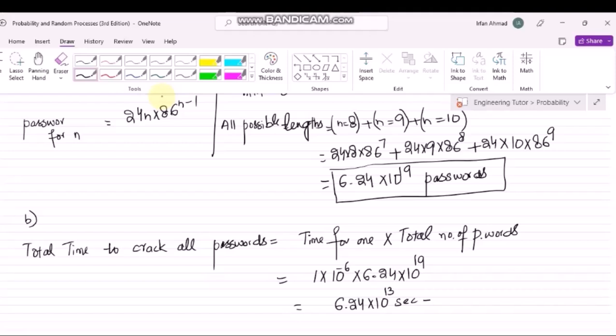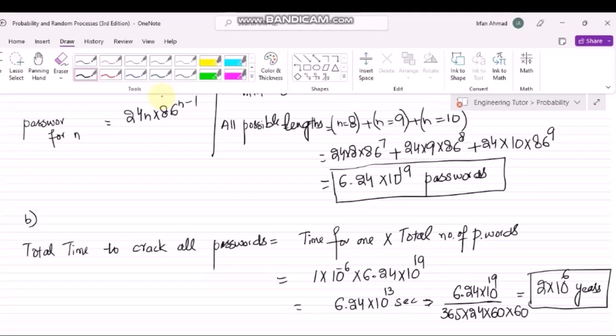Okay, and converting it into years, what would I do? I would divide 6.24 into 10 to the power 19 by the seconds in a year: in 365 days, in each day I have 24 hours, in 1 hour I have 60 minutes, and in 1 minute I have 60 seconds. By solving it, I will get 2 into 10 to the power 6 years.